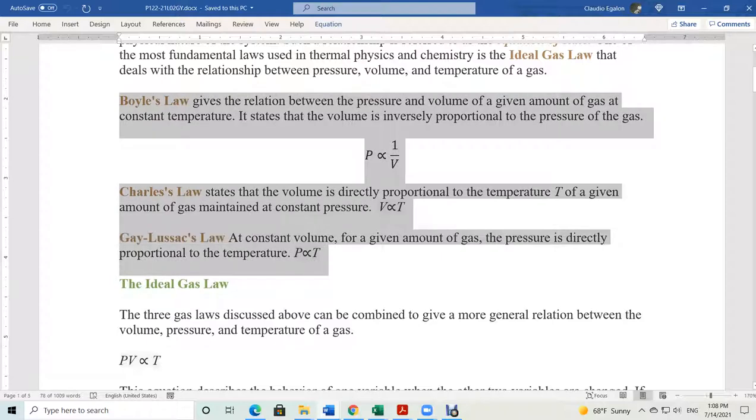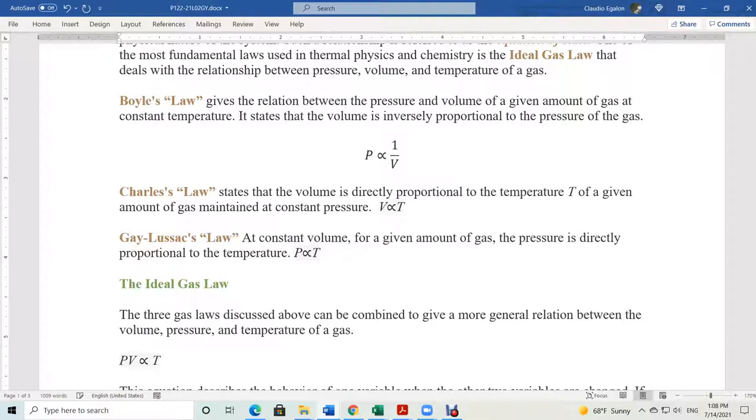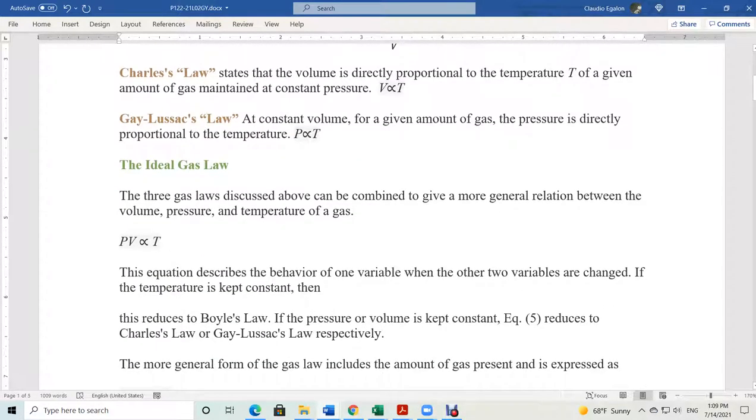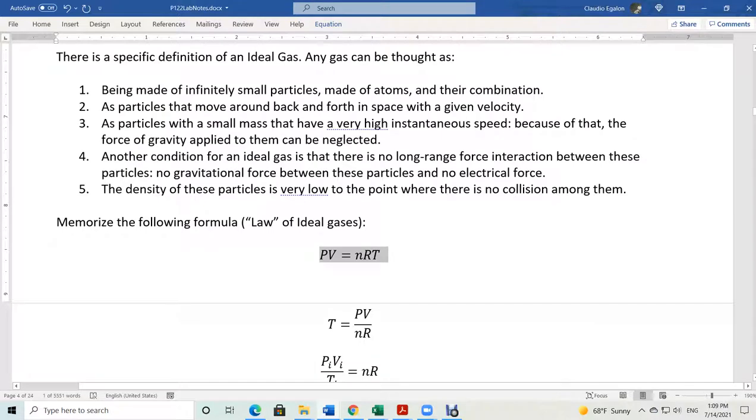They're not exactly laws, okay? So if you read it here, you should put quotes around law. More strictly speaking, here the notes said that PV is proportional to T. But we know it's more than that. It's not just a proportionality. If you want to be more precise, the proportionality term here is going to be nR.